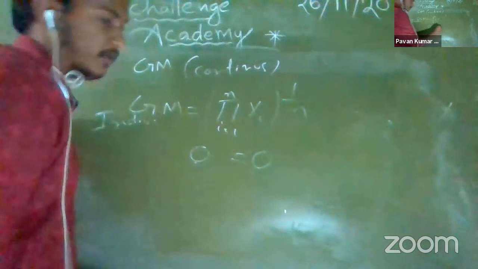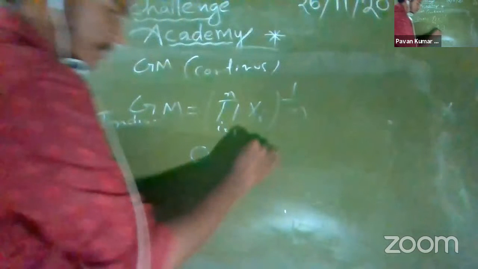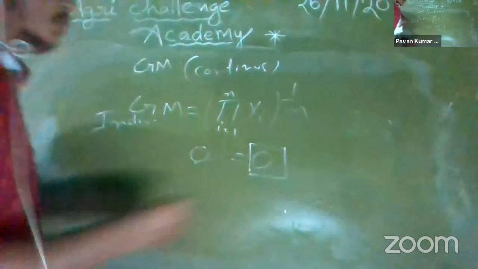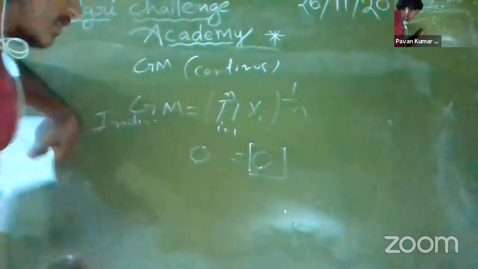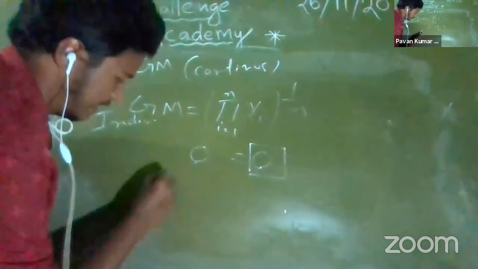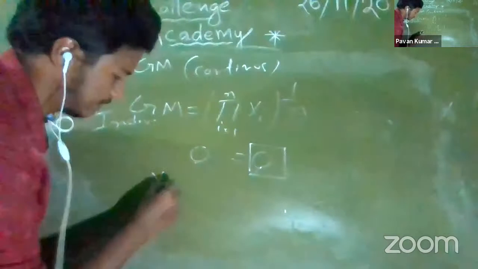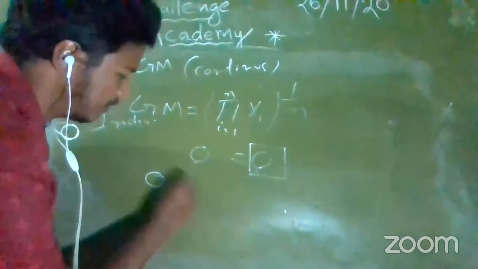By looking at this 0, we cannot tell about the type of data. Suppose the observations are like this: 0, 0, 0, all observations.